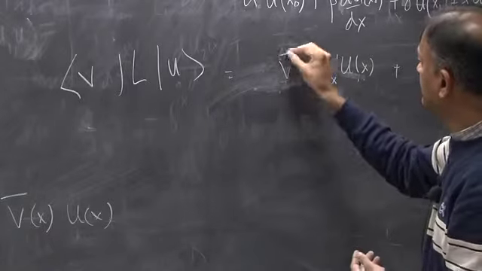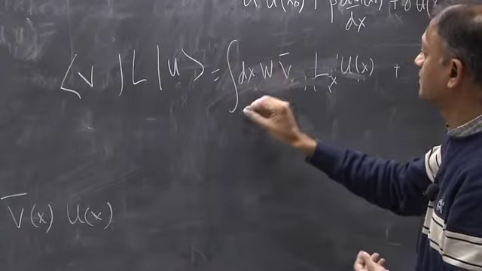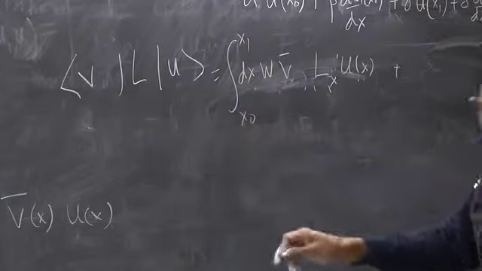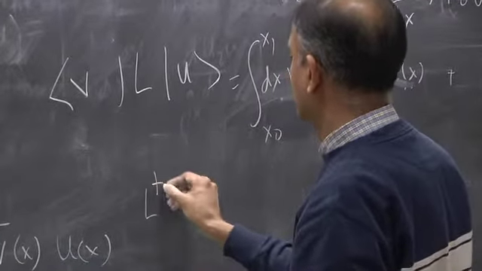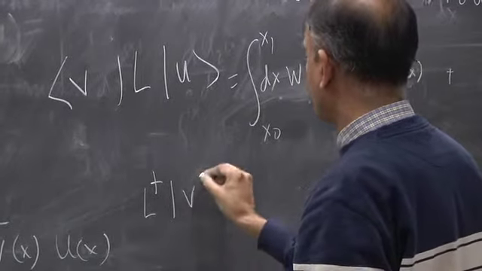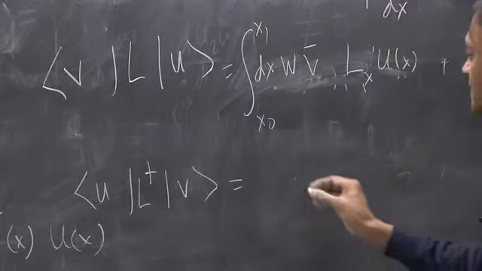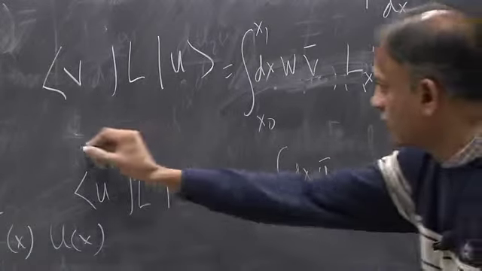And then I multiply by v bar, then multiply by the weight function, and integrate dx. Right? That's what this will be. Whereas if you try to look at L dagger acting on v and u, well, what will that be? It will be again dx u bar, and let me take the complex conjugate of that.